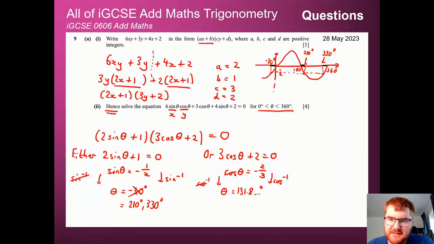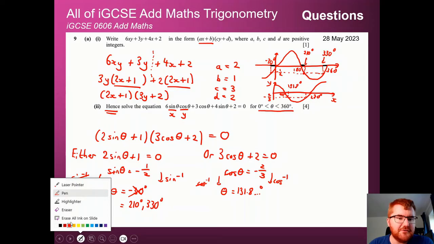If we just draw a quick sketch of a cosine graph. And once you know these, you don't have to do these sketches all the time. You know what is going on. So we've got this one here. We have minus 2/3. So that was the one down here. And this is 131.8 degrees. Okay, now we're working in degrees. So this is 90. This is 270. And we want to work out the answer over here.